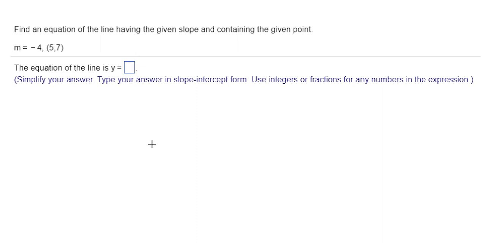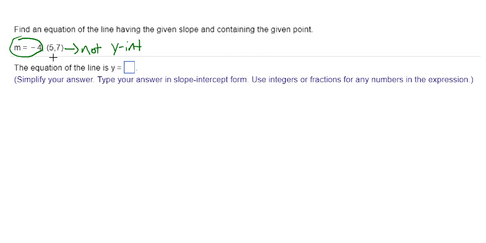So find an equation of the line having the given slope and containing the given point. So they tell me m is equal to negative 4, and they give me this random point here, which is (5, 7), which it's important to note is not the y-intercept. If they give you the y-intercept, you should take advantage of that. That would tell you what b is equal to, and we would use the other formula we used earlier.